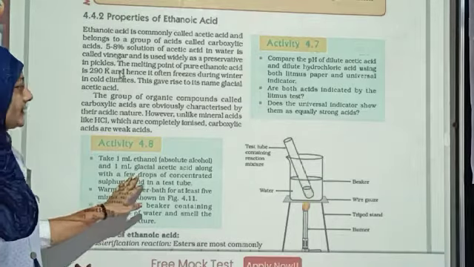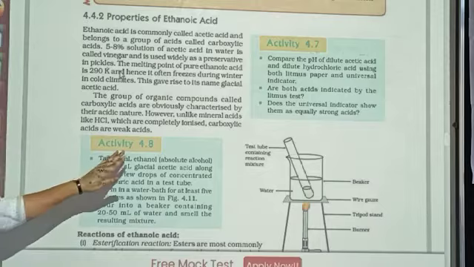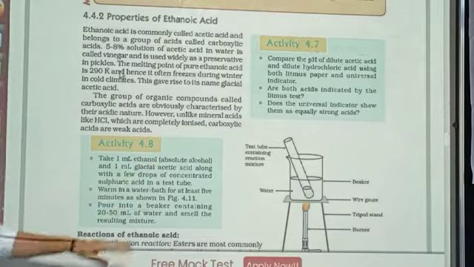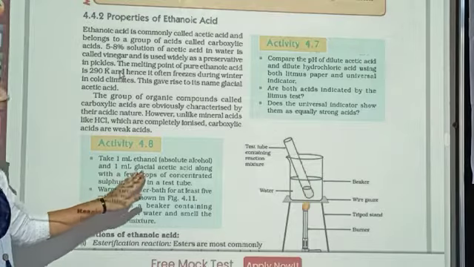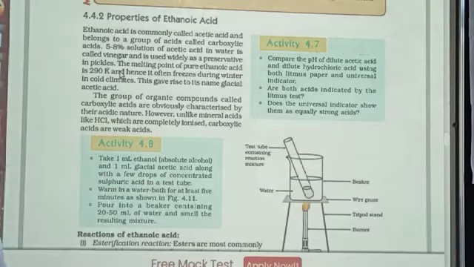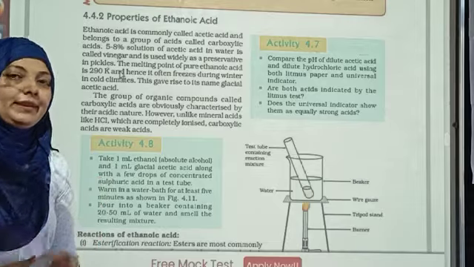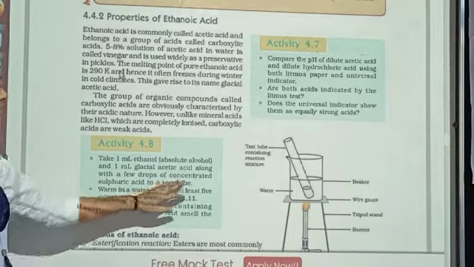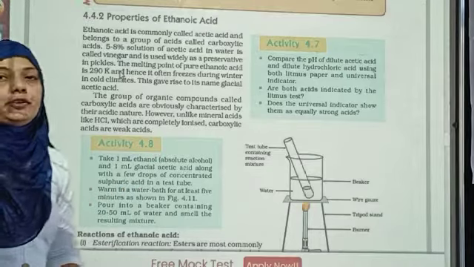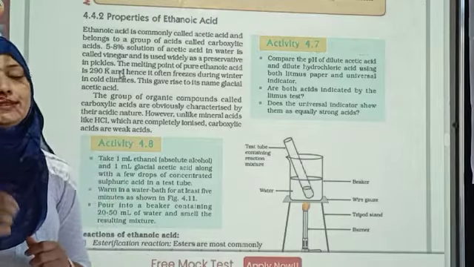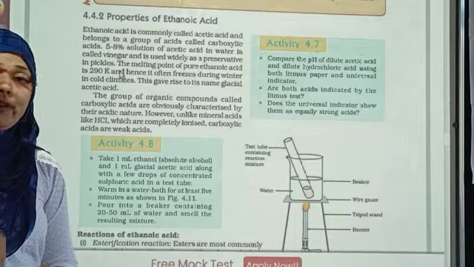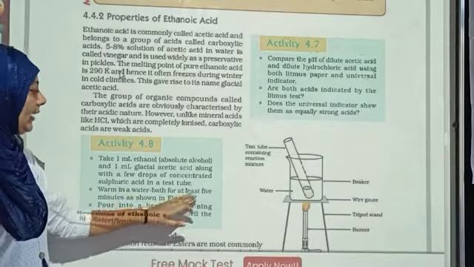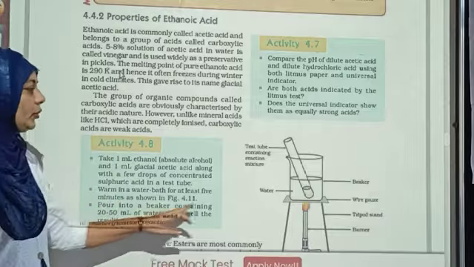Okay, let us start with the activity. Activity 4.8. Take 1 ml of ethanol, that is absolute alcohol, and 1 ml of glacial acetic acid. We are reacting both the materials, ethanol and acetic acid, with a few drops of concentrated sulfuric acid. Dear student, you know that concentrated sulfuric acid is a dehydrating agent. Warm in a water bath for at least 5 minutes as shown in the figure.